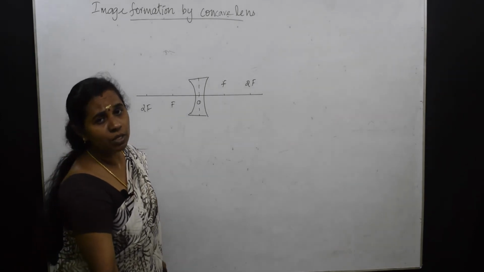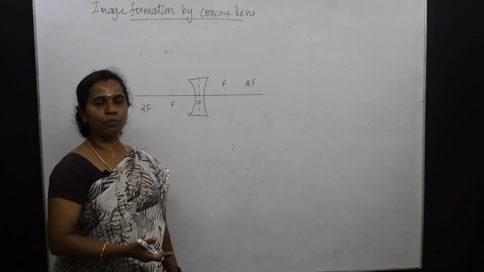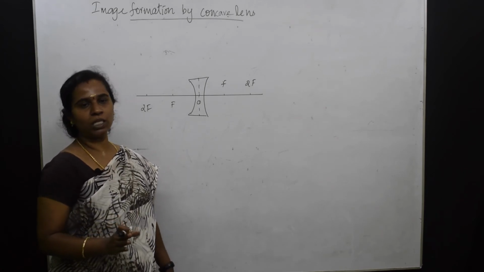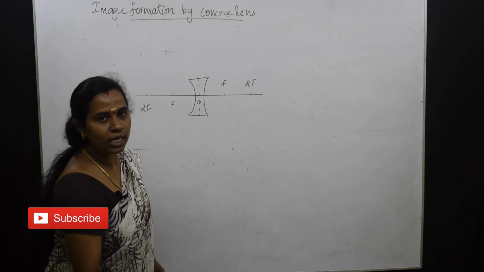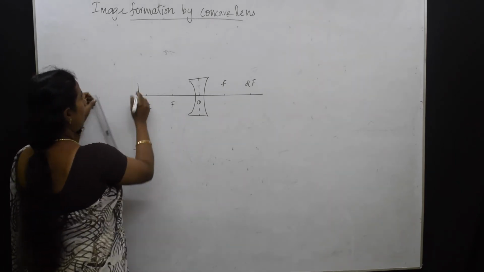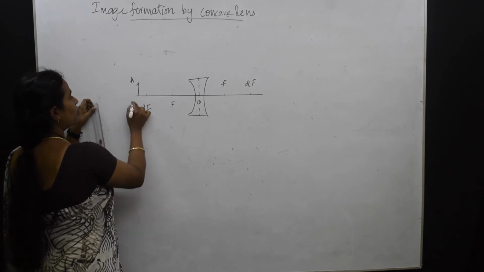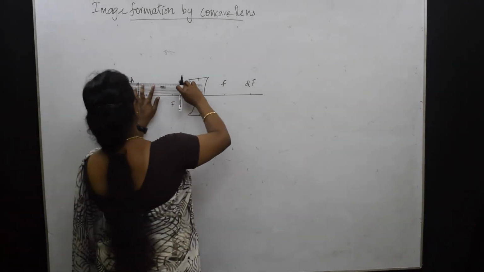Wherever you keep the object, at 2F, beyond 2F, or between F and 2F, the image will form between F and the optic center. I am going to explain with one example. First, I am keeping the object beyond 2F. AB is kept beyond 2F. The first ray is parallel.